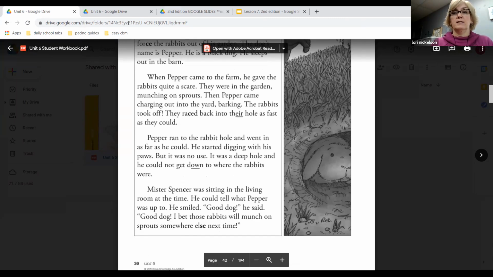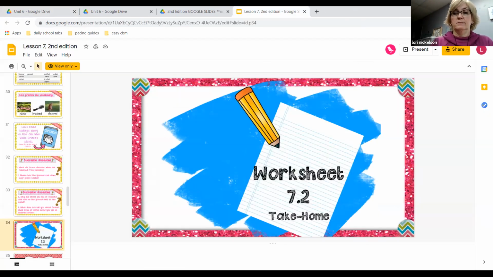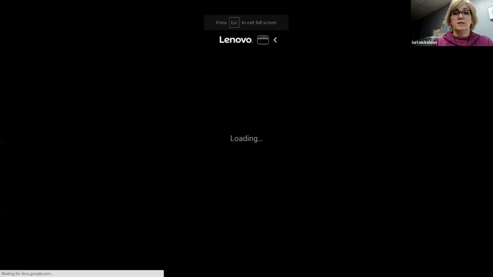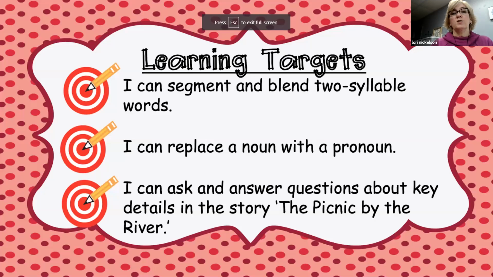Okay, let's get us back. Hide our bars again. And present mode. So our targets today: I can segment and blend 2-syllable words. I can replace a noun with a pronoun, and I can ask and answer questions about key details in the story, The Picnic by the River.